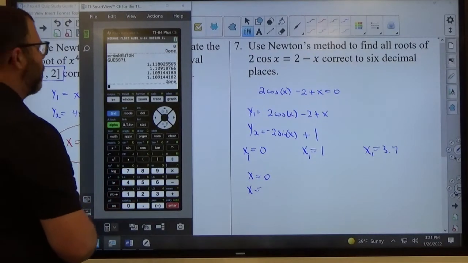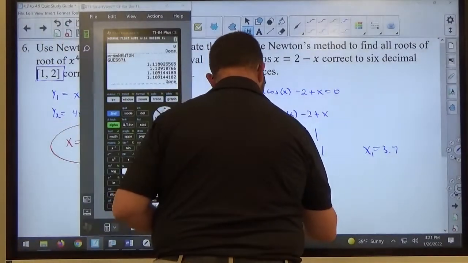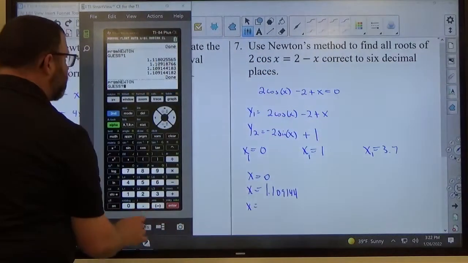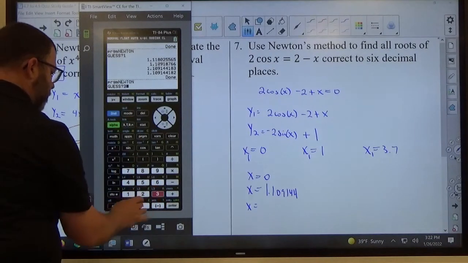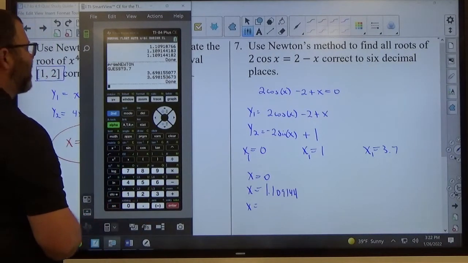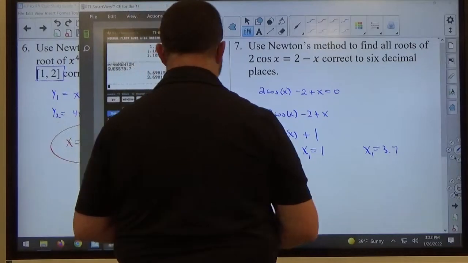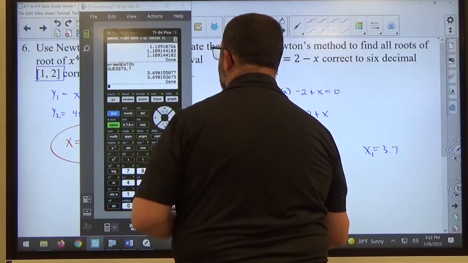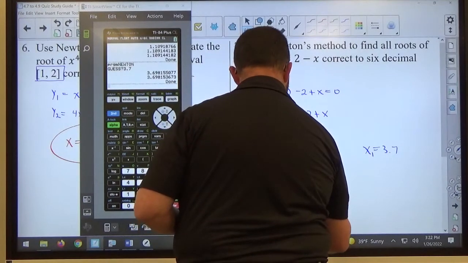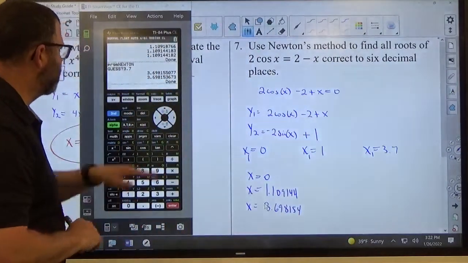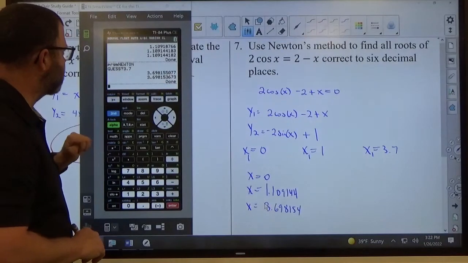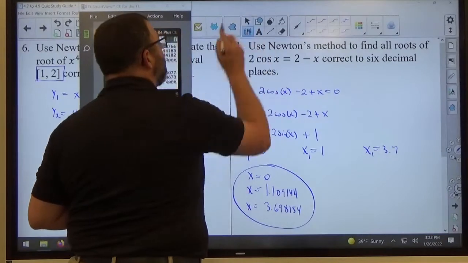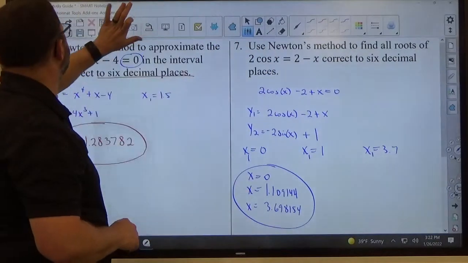It's 1.109144. And my final guess is 3.7. Hit enter, guess again 3.7. And it's 3.69815367. So 3.698154, rounding to the final decimal of 6 decimal places: 3 is followed by a 6, 4 is followed by a 1. So our 3 answers are there. Those are all the zeros of the function.